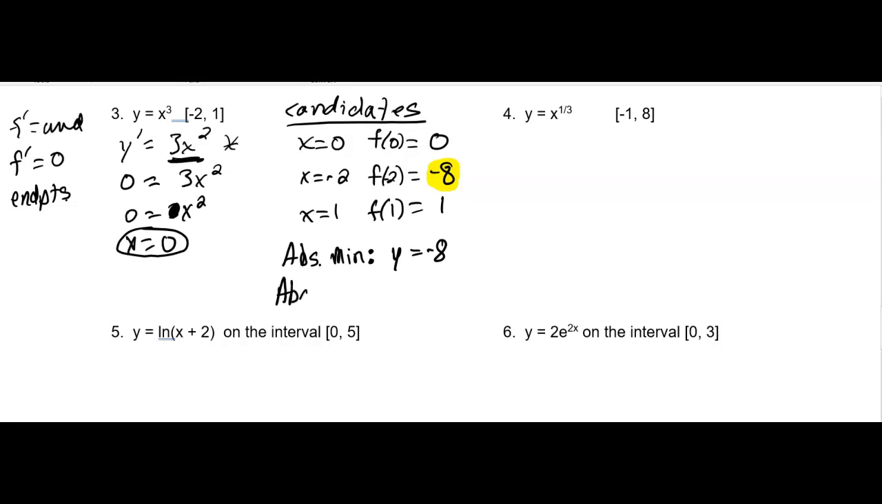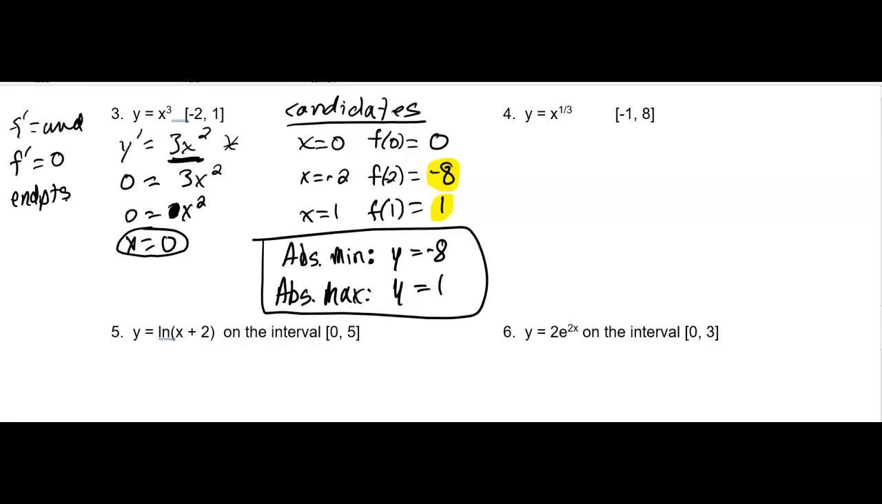If I ask you what's the absolute largest y value that this graph would ever hit, of our candidates, 1 is the biggest. So 1 would have to be our answer. And then that's how we present the answer and write that.